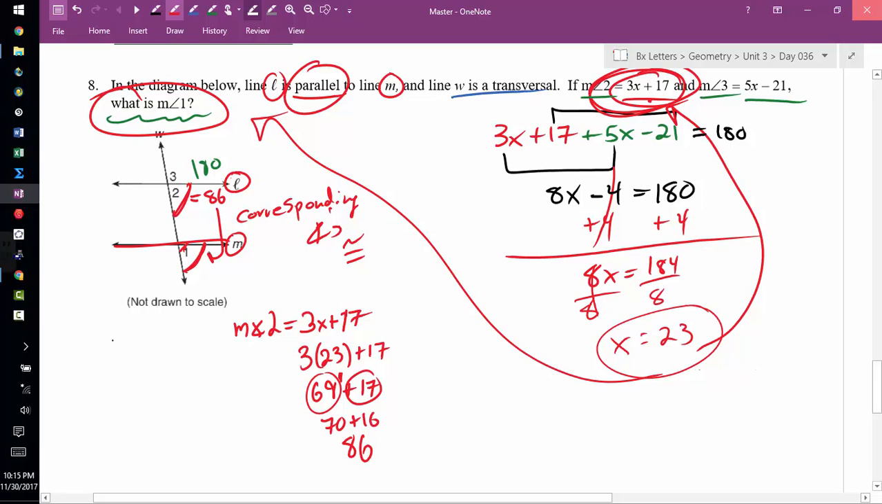Therefore, the measure of angle 1 needs to be equal. The measure of angle 1 equals 86 degrees. And always box off your final answer.